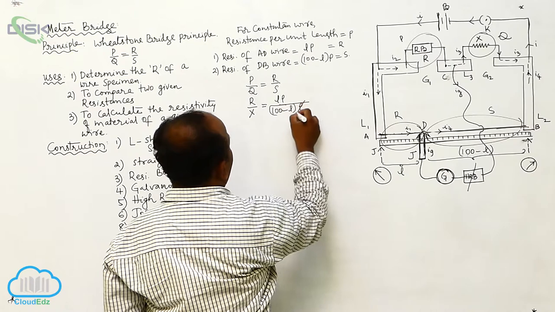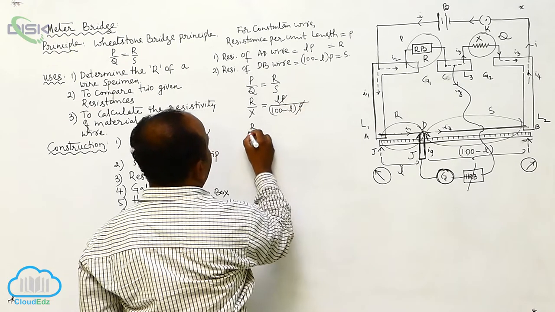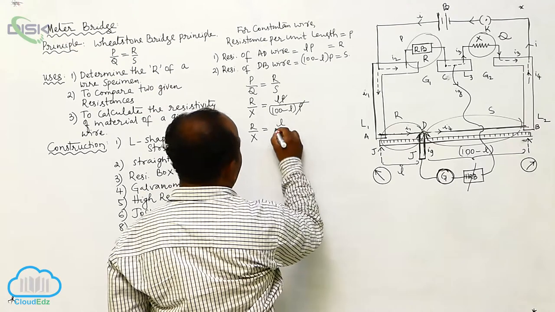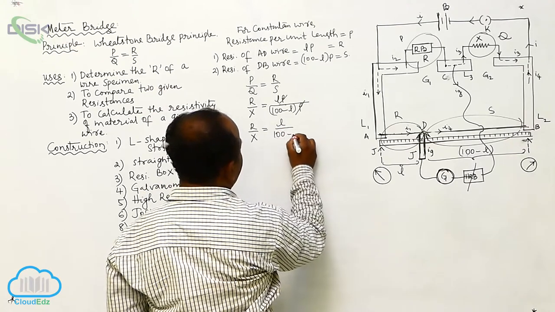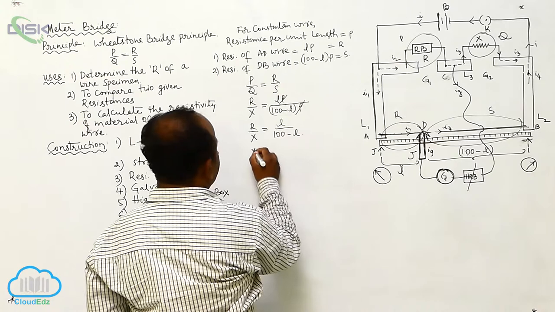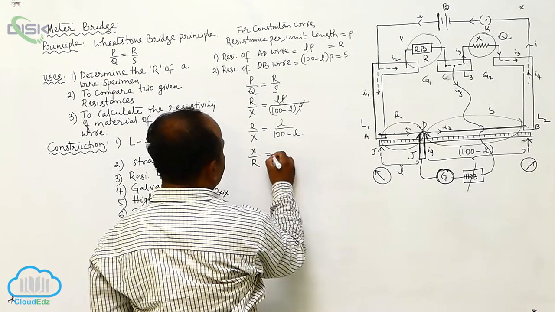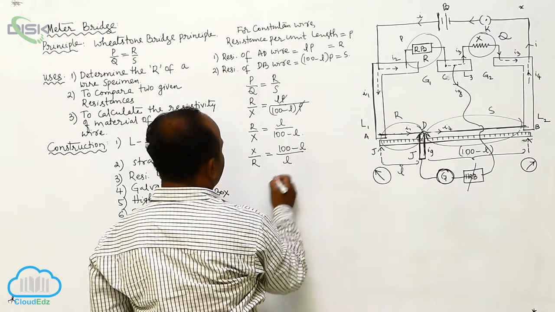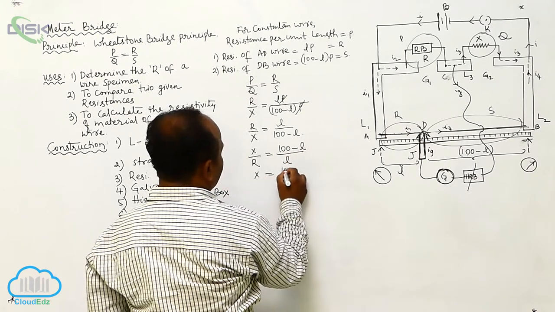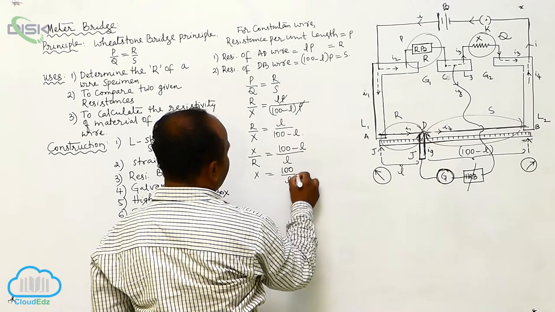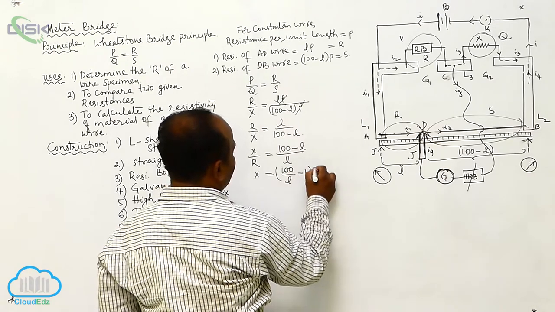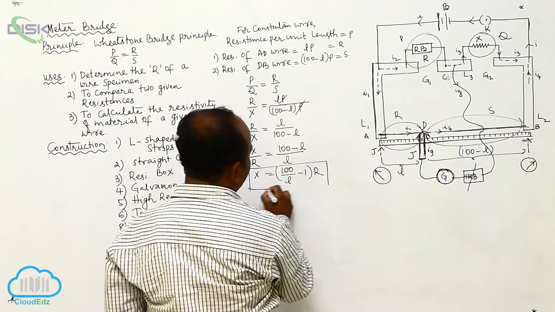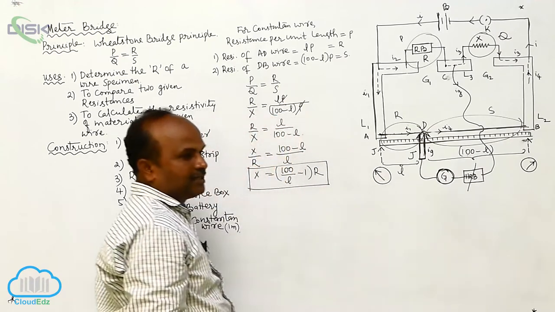Therefore, here rho gets cancelled. Therefore, R by X is equal to L by (100 minus L). Therefore, X by R is equal to (100 minus L) by L. Therefore, X is equal to (100 by L minus 1) into R. Now this is the formula to determine the resistance.